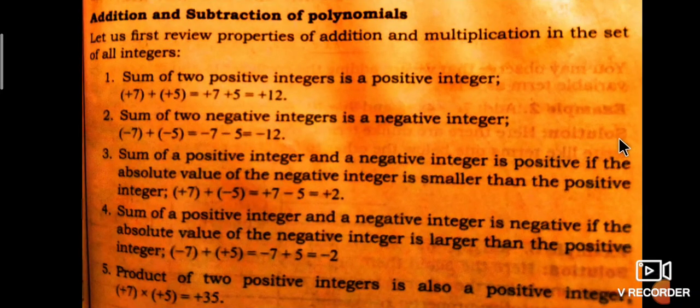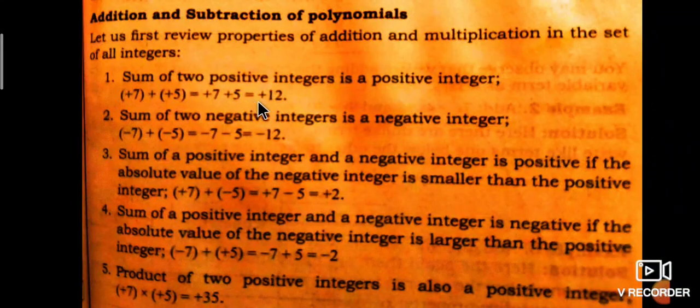Similarly, you write down the like terms. Homework questions. Next one is, students, addition and subtraction of polynomials. Let us review the properties of addition and multiplication in the set of all integers. We observe that the sum of two positive integers is a positive integer. Plus 5 plus 7 is equal to plus 7 plus 5 is equal to plus 12.